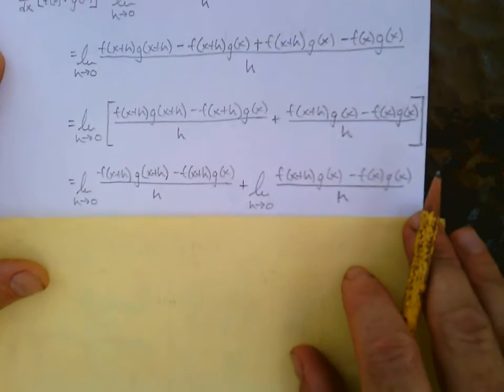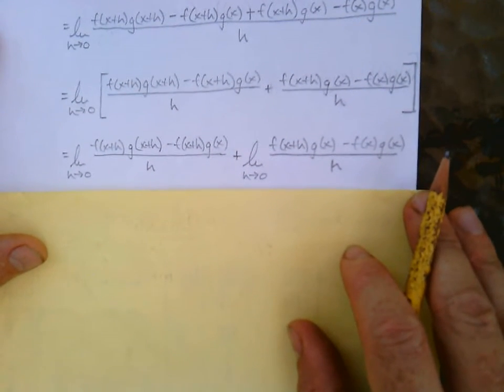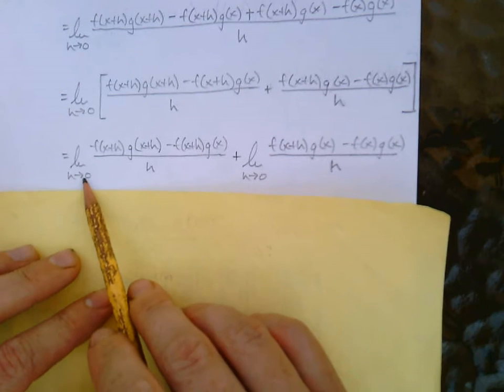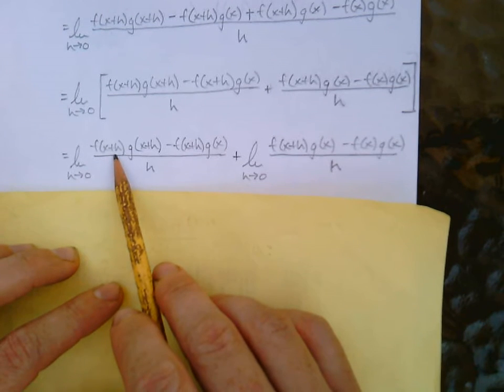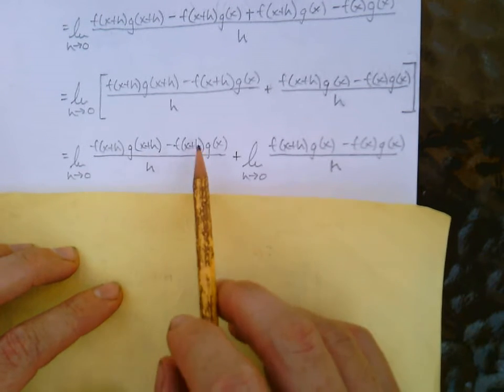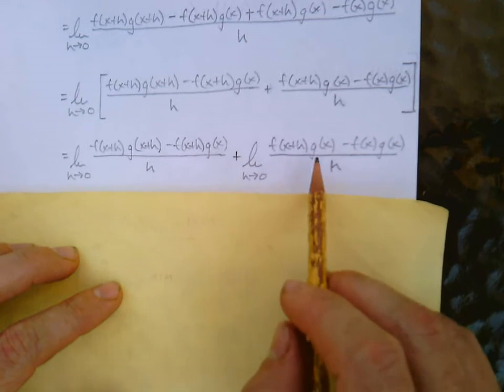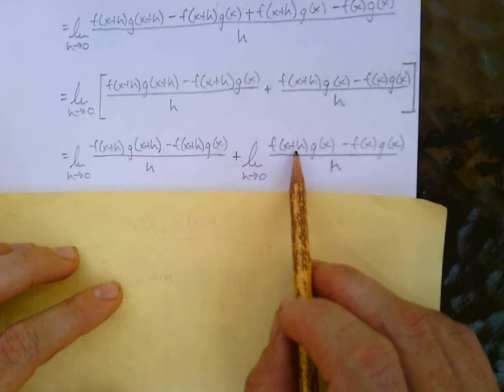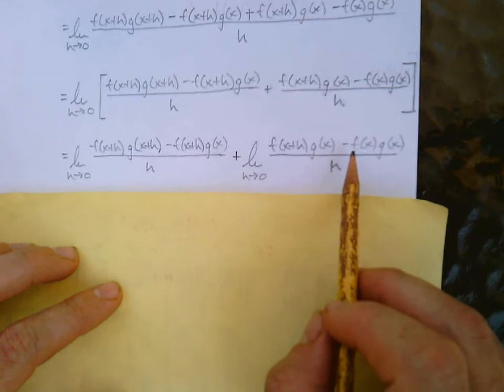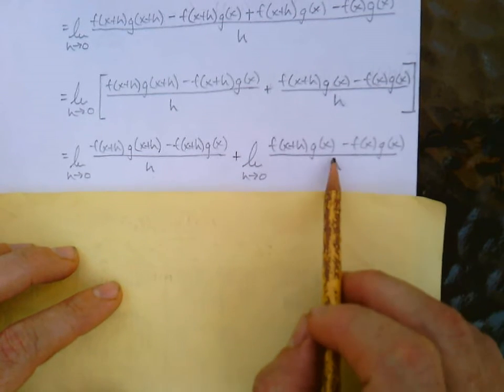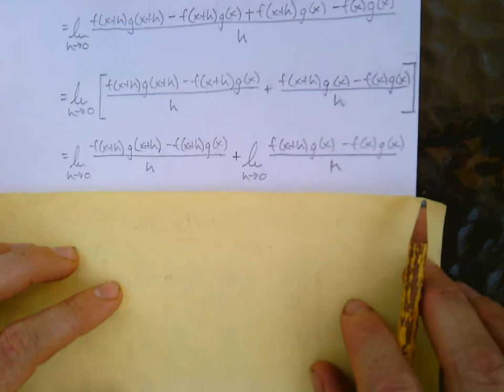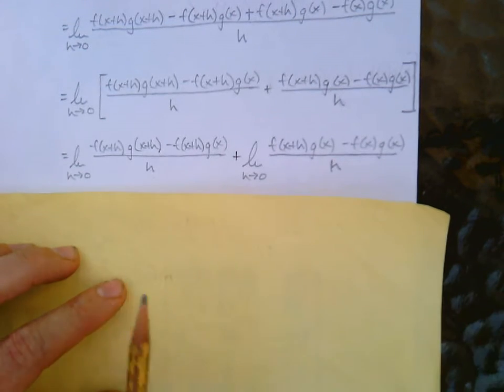So I'll try and slide up so it's a bit more clear. Limit as h approaches 0, f of x plus h, g of x plus h minus f of x plus h, g of x, over h. Plus the limit as h approaches 0, and then these second terms, f of x plus h, g of x minus f of x, g of x, all over h. Okay, how is this getting us anywhere?